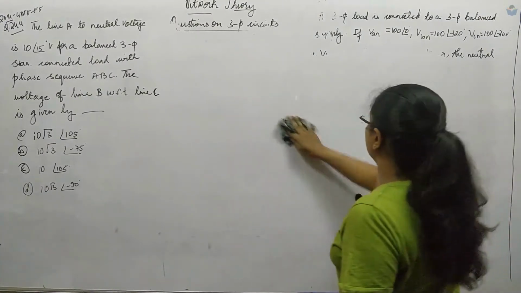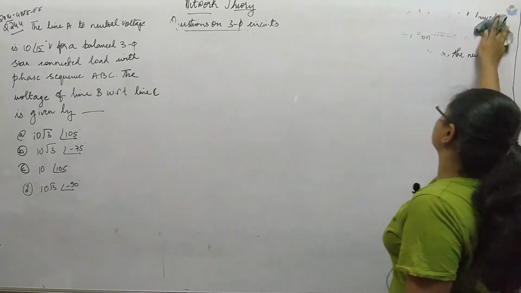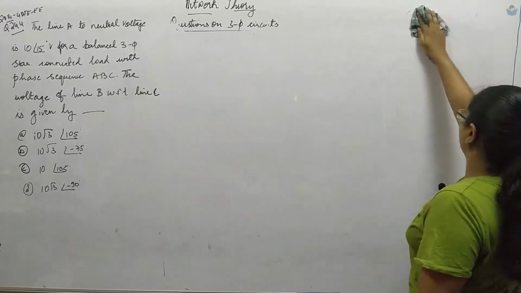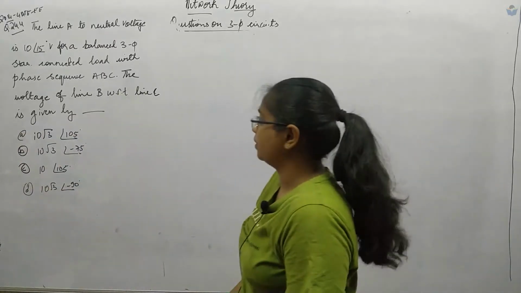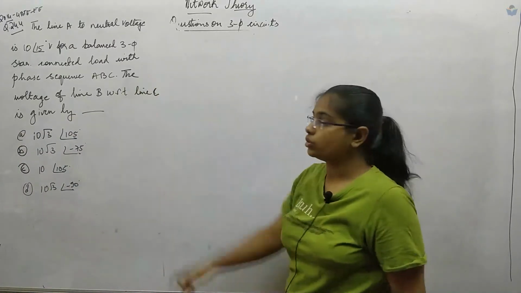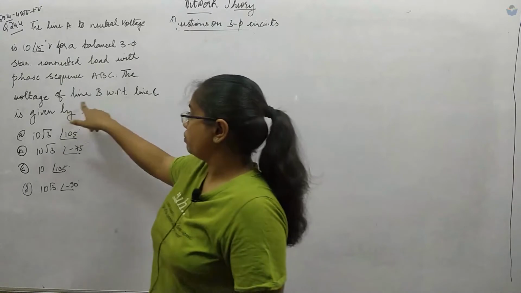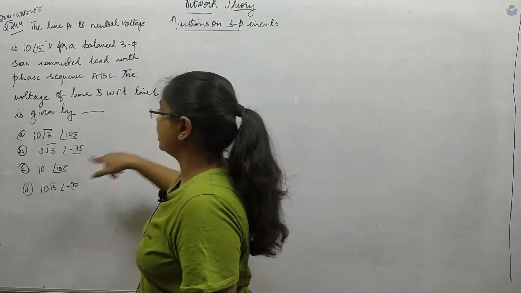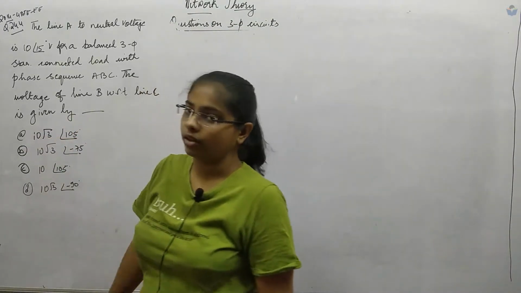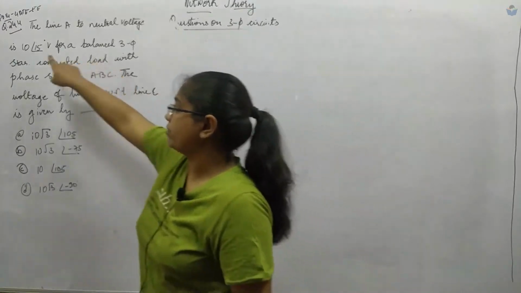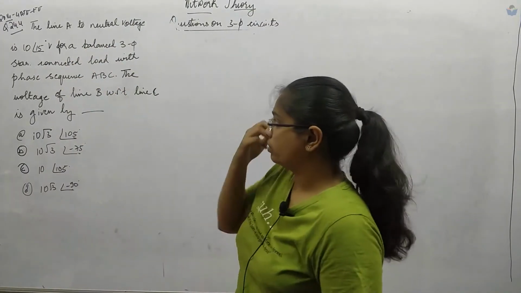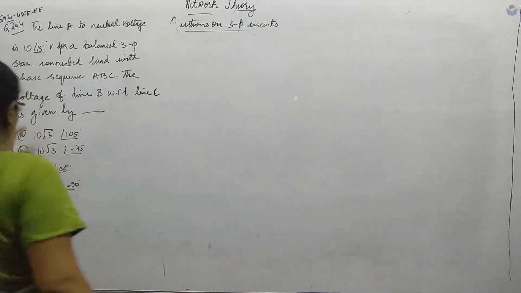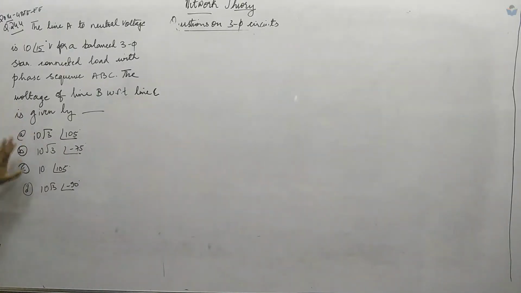So in balanced load, IA plus IB plus IC will be equal to 0. And the phase sequence also they have given as ABC, so we'll take it as positive phase sequence. The voltage of line B with respect to line C is given by. So they have asked the line voltages. What they have given is a phase voltage. Before that, we will try to eliminate the options from here, as much as it is possible.